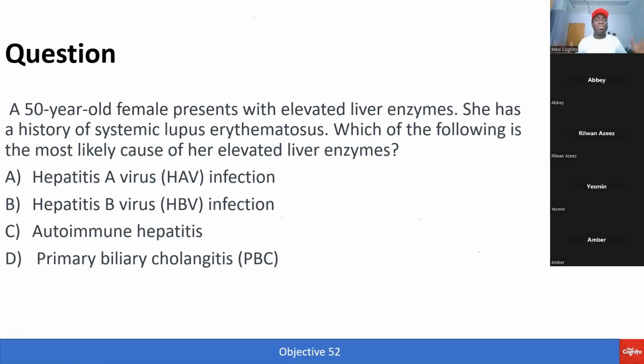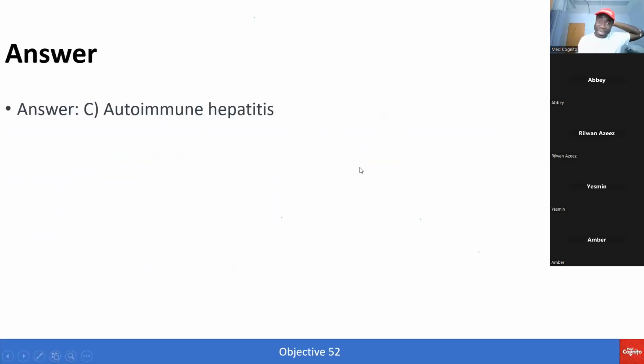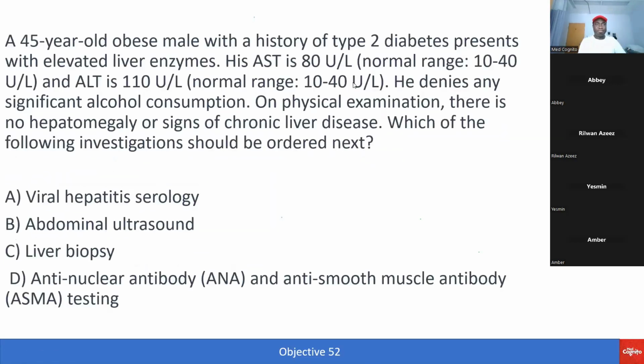Okay, a 50-year-old female presents with elevated liver enzymes. She has a history of systemic lupus erythematosus. Which of the following is the most likely cause of the elevated liver enzymes? Let's go, in the next 10 seconds. Autoimmune hepatitis. Beautiful, that is the answer. The answer is autoimmune hepatitis because the patient has SLE. Next question.